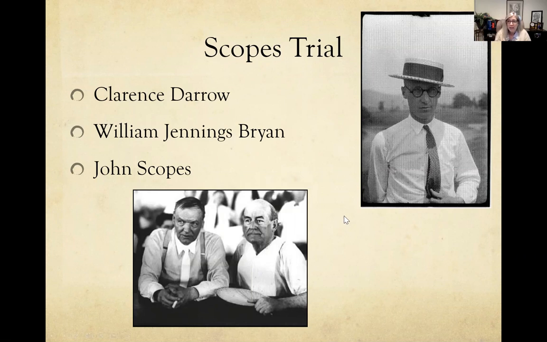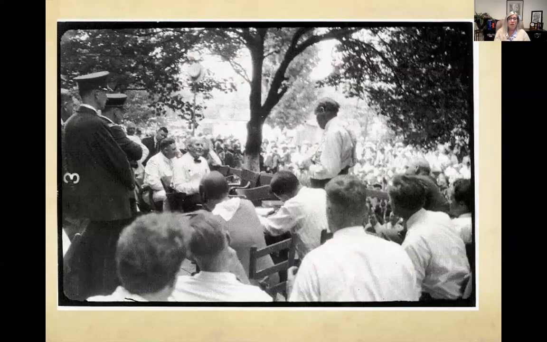The media descends on Dayton, Tennessee. People go, they want to watch in person, and it was ridiculous, crazy hot the summer that they had the trial. There's no air conditioning in the courthouse. So they moved the trial outside because it was just too hot and people were passing out. But look at the crowds of people there to listen. And so there is Clarence Darrow questioning William Jennings Bryan.